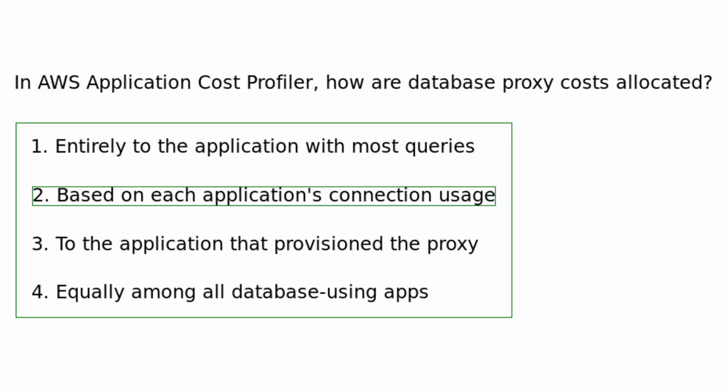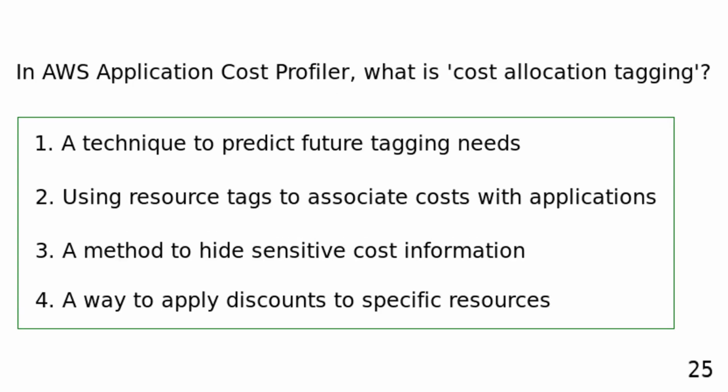For AWS RDS proxy or similar services, AWS Application Cost Profiler allocates costs based on each application's connection pool usage and query volume. In AWS Application Cost Profiler, what is cost allocation tagging?